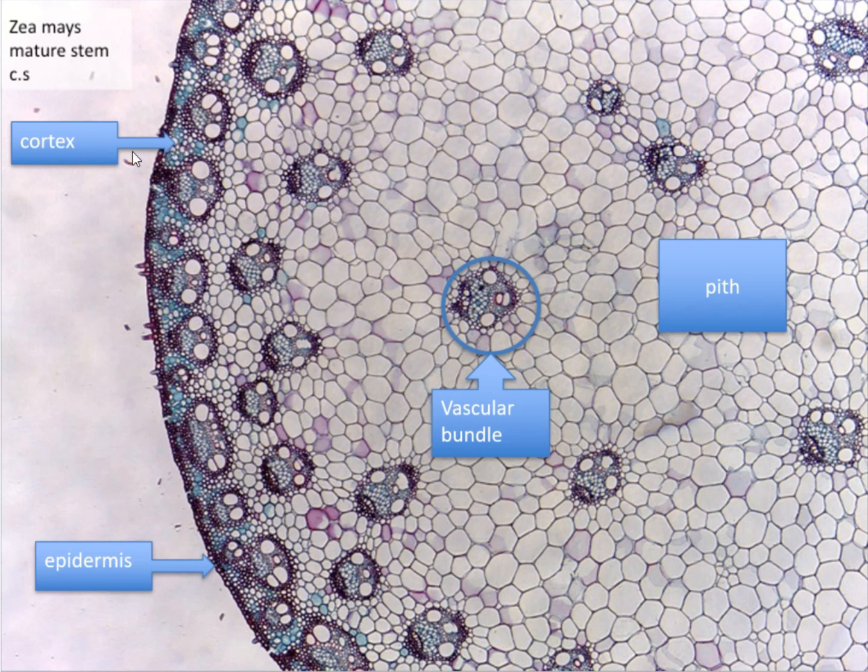Just like in the previous image, we also have a cortex, which again is going to store important molecules like your oils and carbohydrates. We have our outer epidermal protective layer of cells. And again, we have a pith. You'll notice this time around that the vascular bundles are more scattered all over the place, whereas in the previous image, they were a little more organized in our dicot plants.